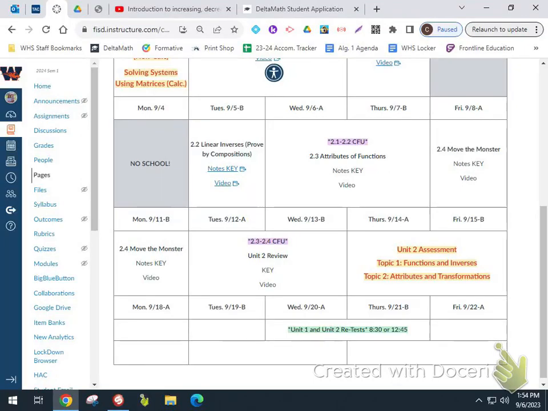I put on here when the Unit 1 and Unit 2 retests are going to be, you have 4 opportunities. It'll be the 20th and the 21st because drop deadline is the 22nd. 6 weeks eligibility check is the 22nd. So that's the systems test and the one that you'll take next week. The retest will be then.